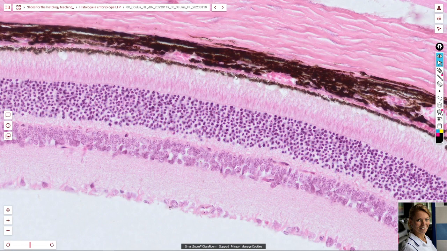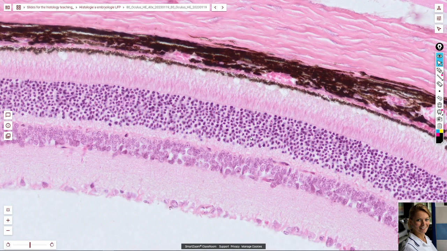This is the first layer. The layer of inner and outer segments of photoreceptor cells, rods and cones, it's here, the second layer. Outer limiting layer, adhesive layer between photoreceptor and supporting cells, is here. Very thin layer. Outer nuclear layer, the nuclei of photoreceptor cells, is here. Very thick layer.